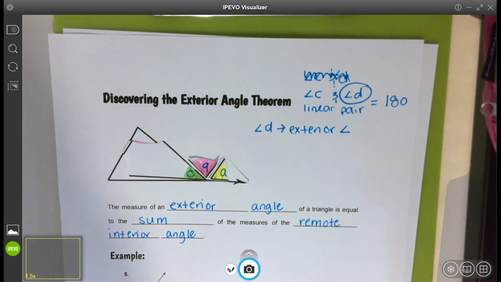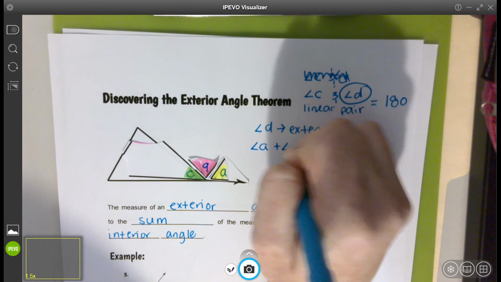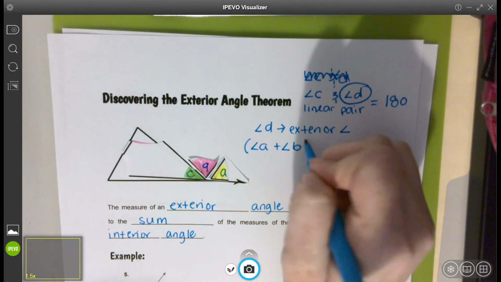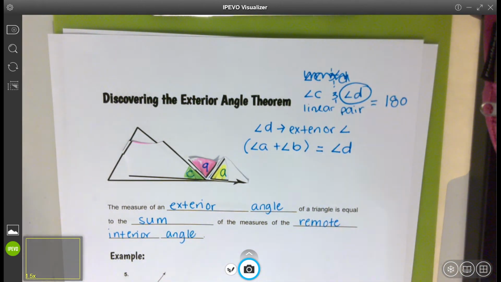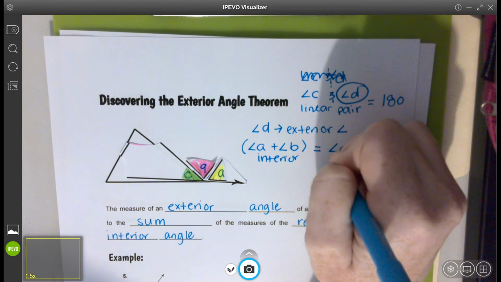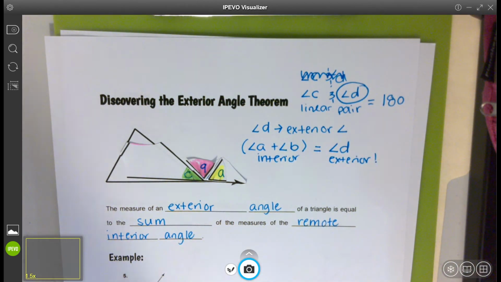I could say that A and B together, so angle A plus angle B, that means together, again, remember, they're equal to angle D. So that means those two interior angles is equal to my exterior angle. So A and B is equal to angle D. Angle C and angle D are 180. We have a lot of information going on here.